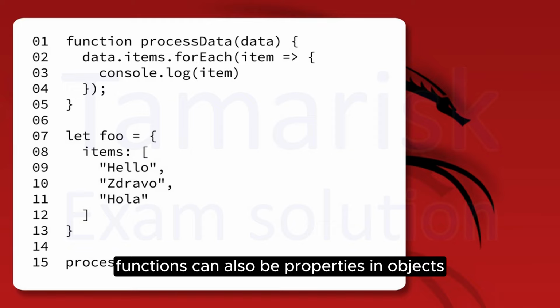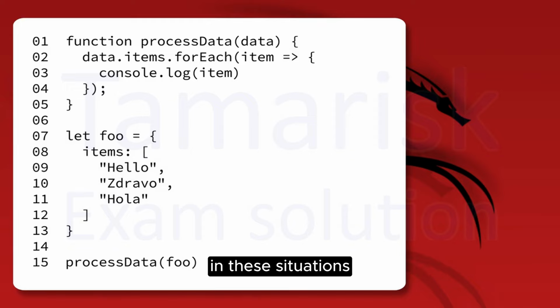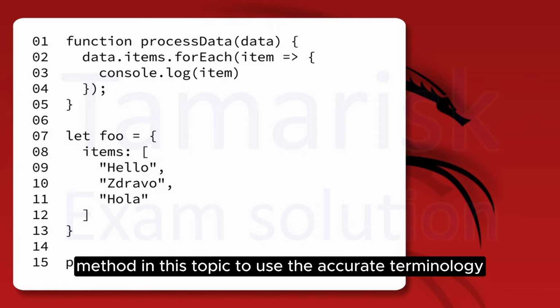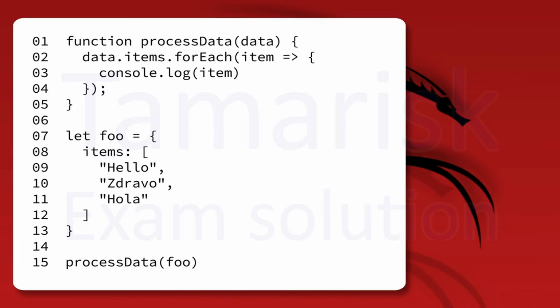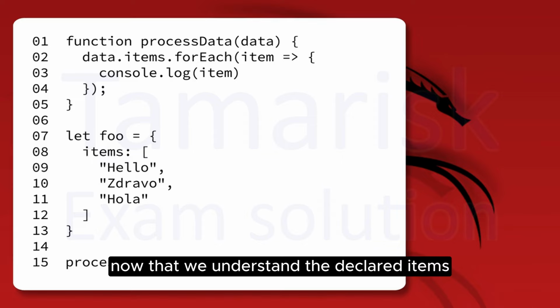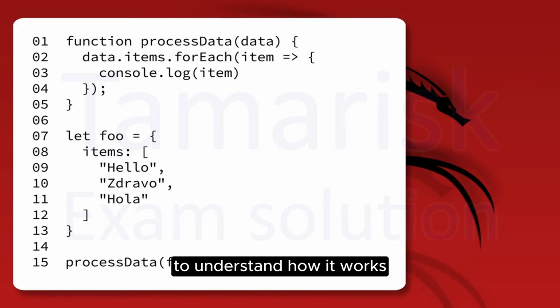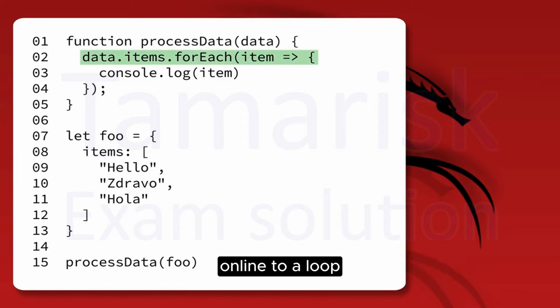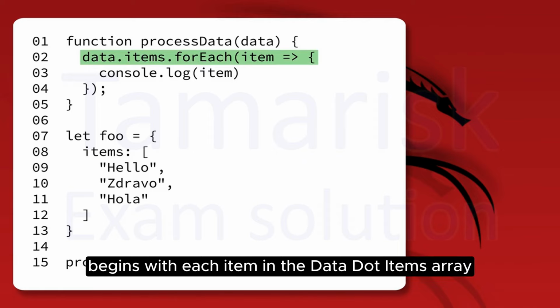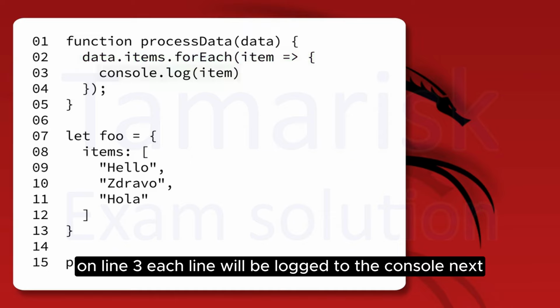Functions can also be properties in objects. In these situations, the function is called a method. We'll use the term method in this topic to use the accurate terminology. Now that we understand the declared items, let's review the contents of the processData function to understand how it works. On line 2, a loop begins with each item in the data.items array. On line 3, each line will be logged to the console.